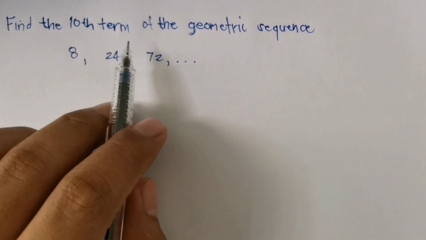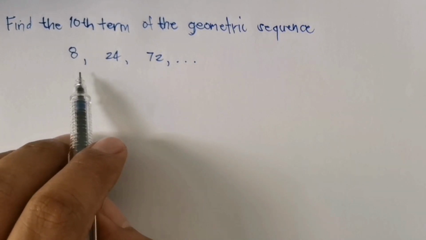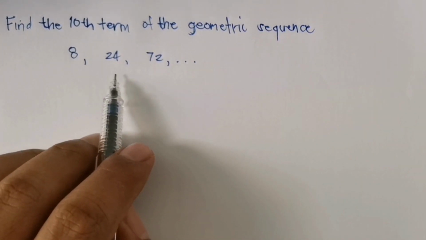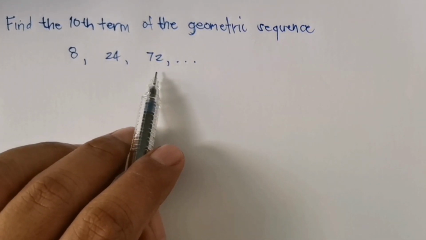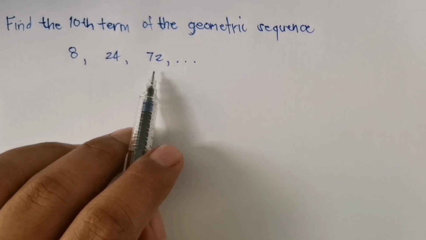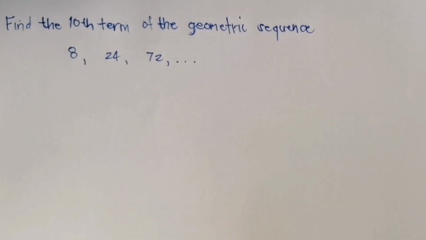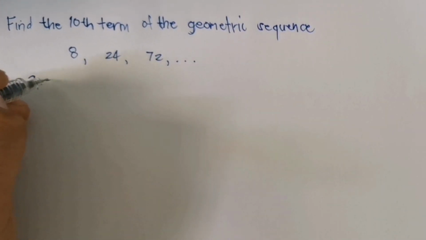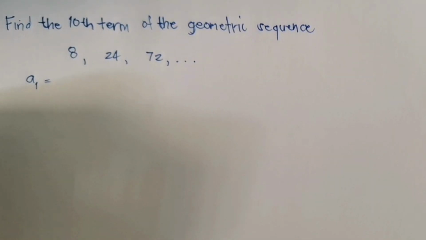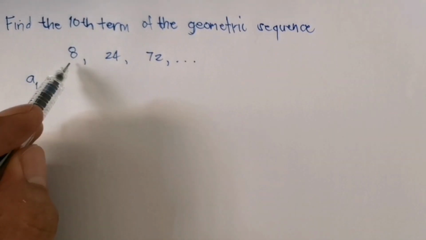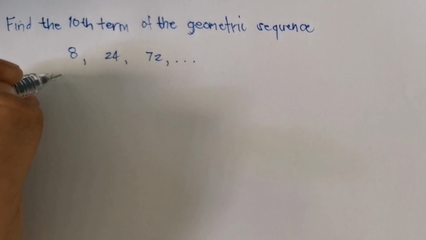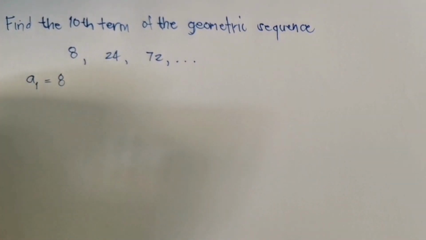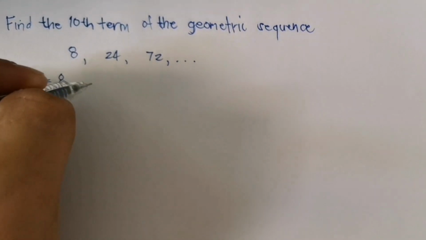Find the 10th term of the geometric sequence 8, 24, and 72. Okay, first thing to do is to find the unknown. Let's find the a sub 1 or the first term. A sub 1 in this geometric sequence is the first term, which is 8. Second thing is the number of terms or n.